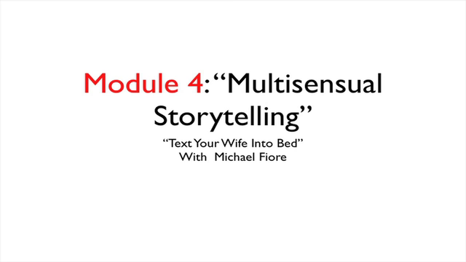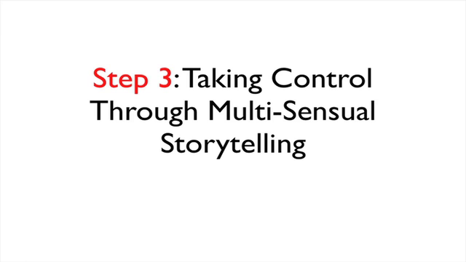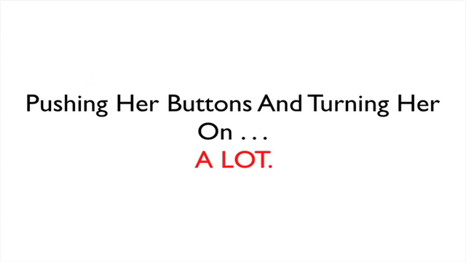Module 4 is all about what I call multi-sensual storytelling. That might be a little bit of a strange name for it, but it's going to make sense in just a second. So step 3 in our blueprint of the exact sequence you should use in order to text your wife into bed is taking control through multi-sensual storytelling, which really means basically just pushing her hot buttons a lot and turning her on to an extraordinarily high degree.